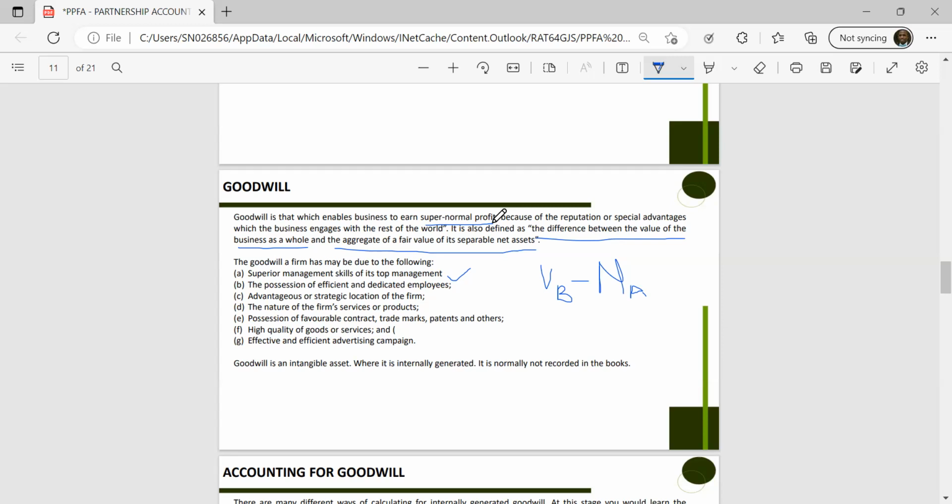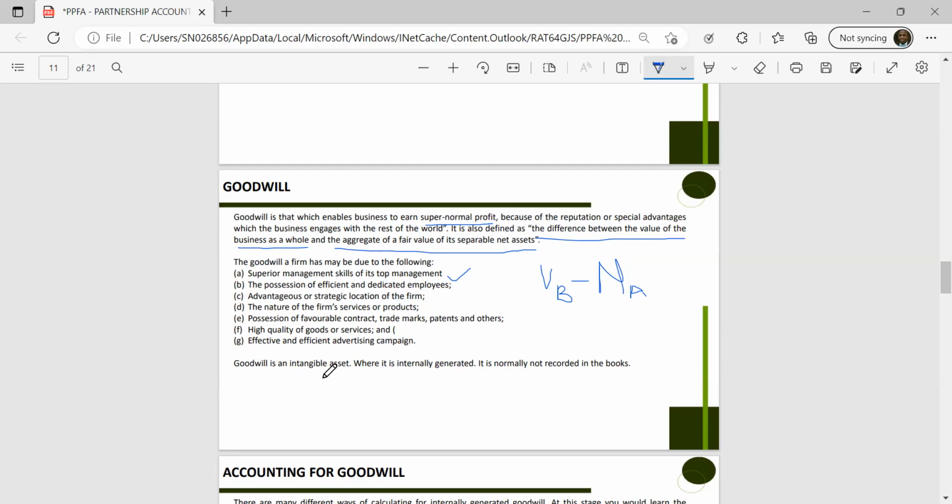And that is the reason why you're making supernormal profits. It might be the nature of the firm's services or product. It might be that you possess a powerful trademark or patent, and that's the reason why you're making those profits, right? But by the time we value your business as a whole, it must be greater than your net asset, and the difference is what we call goodwill.